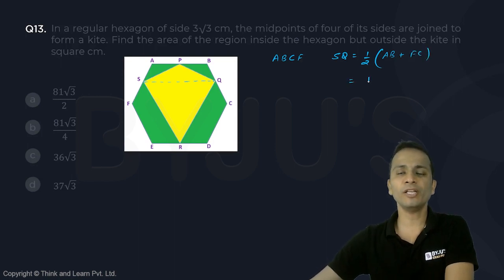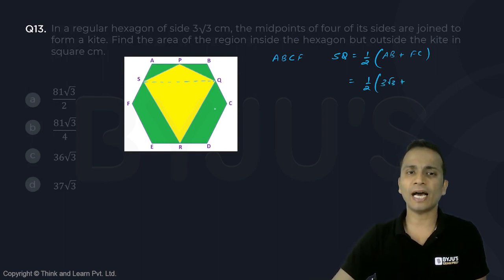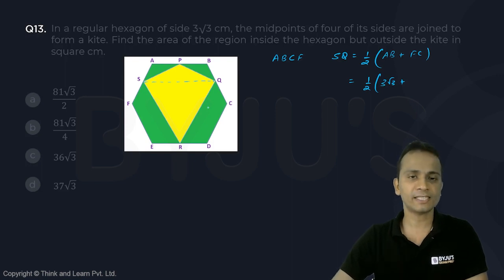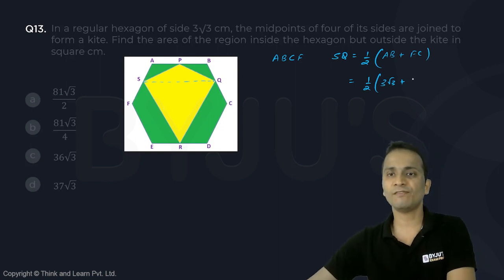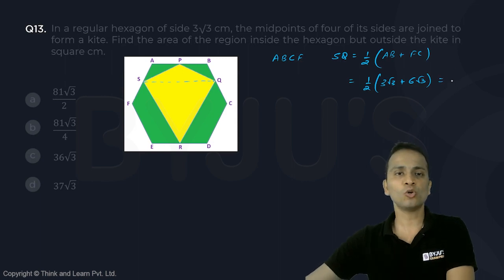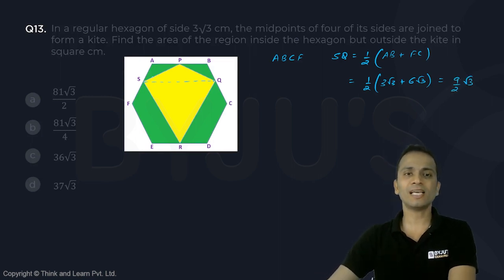Now AB we already know, it is 3 root 3. FC is the longer diagonal of this hexagon. For a regular hexagon, the length of the longer diagonal is twice the side. So FC will be equal to 6 root 3. So the value of SQ, that is the shorter diagonal of the kite, will be equal to 9 upon 2 root 3. Okay, now this is SQ.